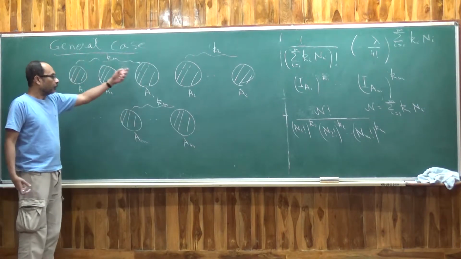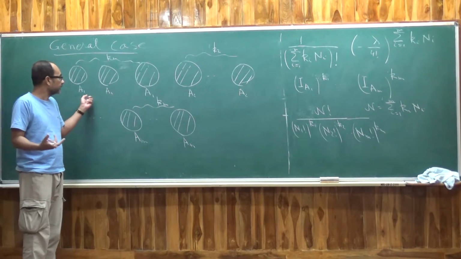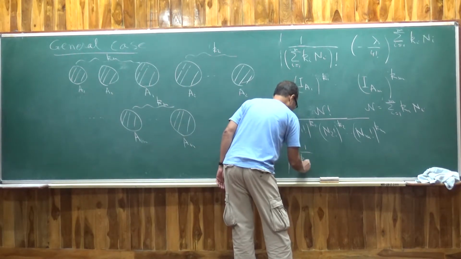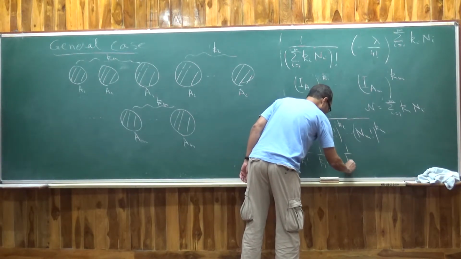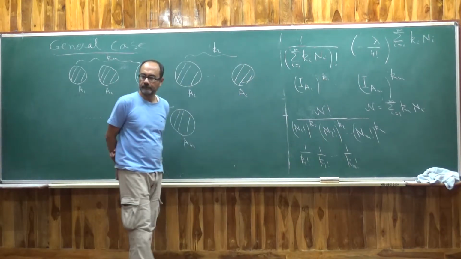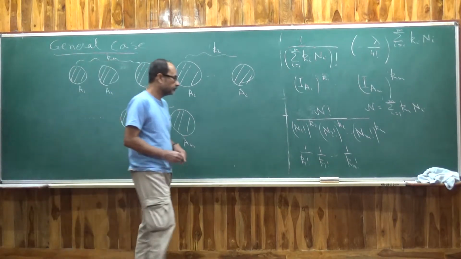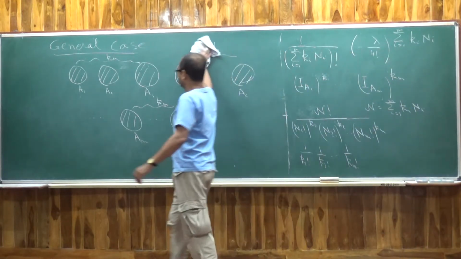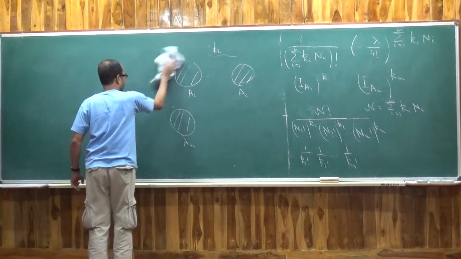So you get 1 over k1 factorial, because you have done an overcounting of k1 factorial. So you get 1 over k1 factorial, 1 over k2 factorial, up to 1 over km factorial. Okay, this is the correct counting. So let me write this expression again in a somewhat neater form.